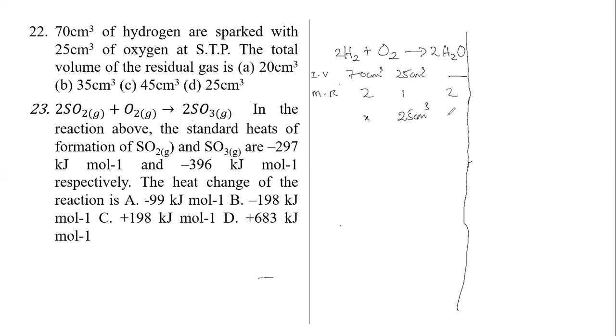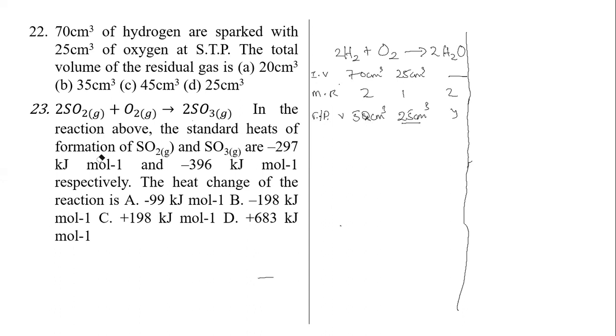And the amount of this one that reacted, you don't know. The amount of this one produced, you don't know. So you say reacting or produced volume. So therefore, 2 equals 1, S is equal to 25, you cross multiply. Which means that if 25 of oxygen reacted, 50 cm cube of hydrogen must react. And the same thing applies to water because 2 is 2. So if 50 of this one reacted, then 50 cm cube of this one will be produced.